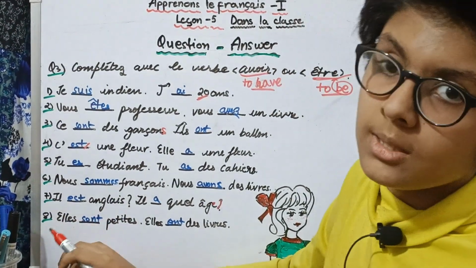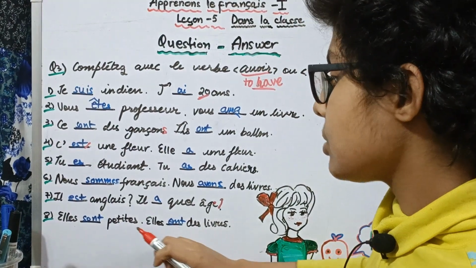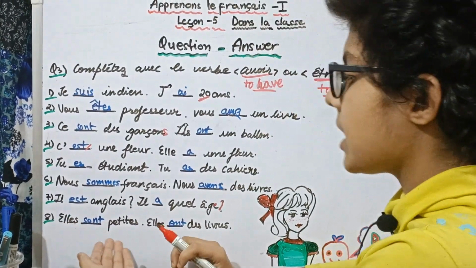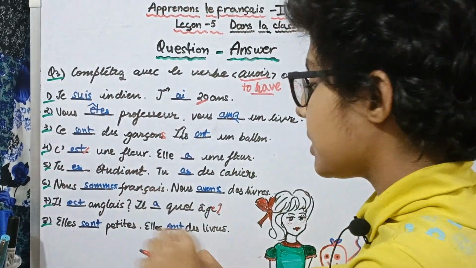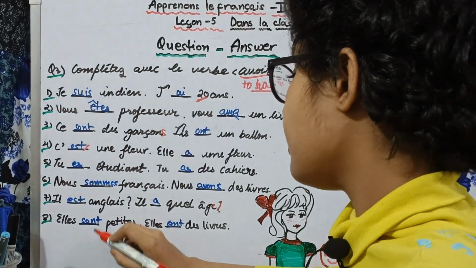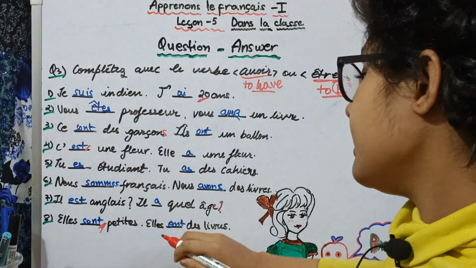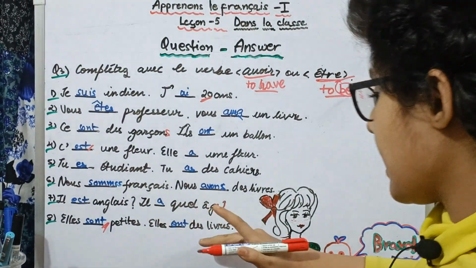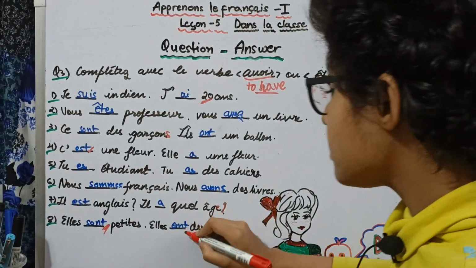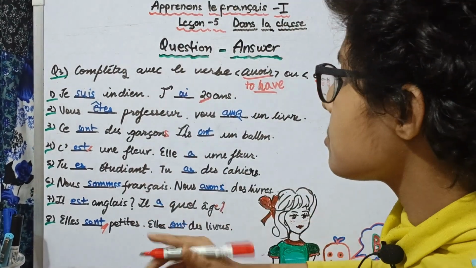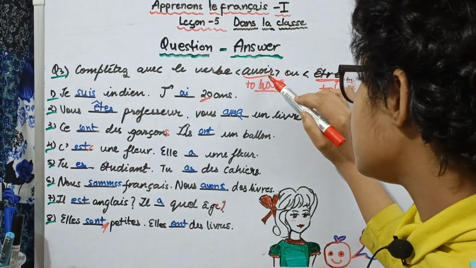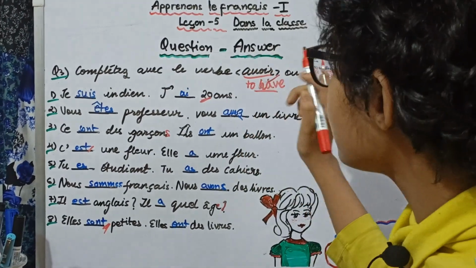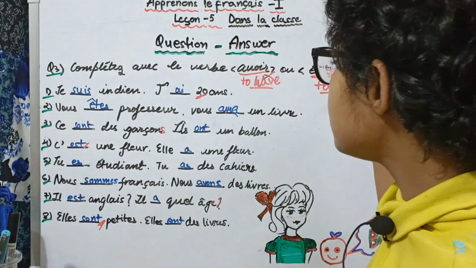Now the eighth sentence that we here have is that elles sont petites. They are small. So why is sont used here? They are small. So here that person is being small. Therefore sont will come here. And then we have the next one, that is elles ont des livres. They have the books. So ont will come here. So here we understood the different uses of verb avoir, and how to use verb être, and how to use both of them collectively, and how to choose between verbs.